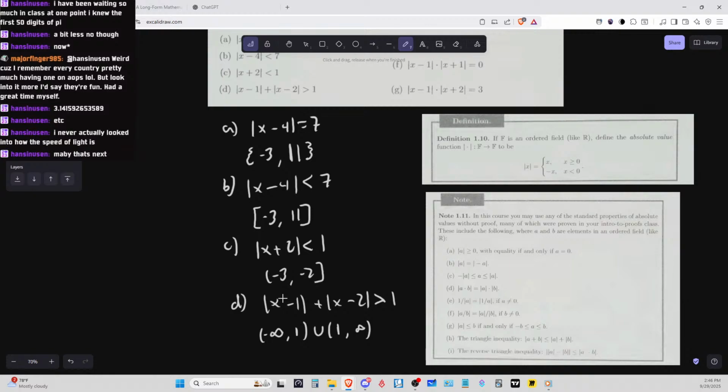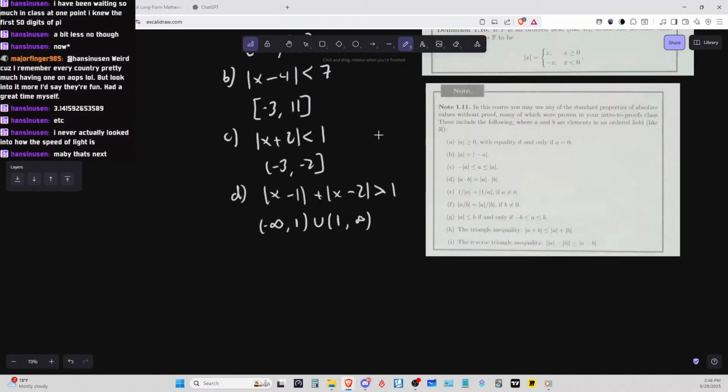I never actually looked up what the speed of light is. Maybe that's next. Yeah, it's not that hard. If you memorize 50 digits of pi, I'm pretty sure you can remember the exact speed of light, at least in textbooks. Because I'm pretty sure it's 299,792,458 meters per second.